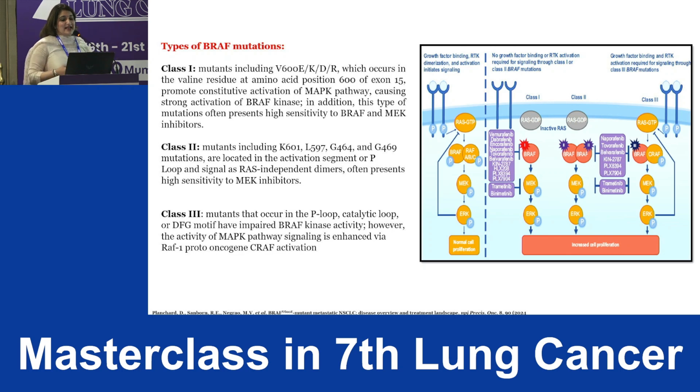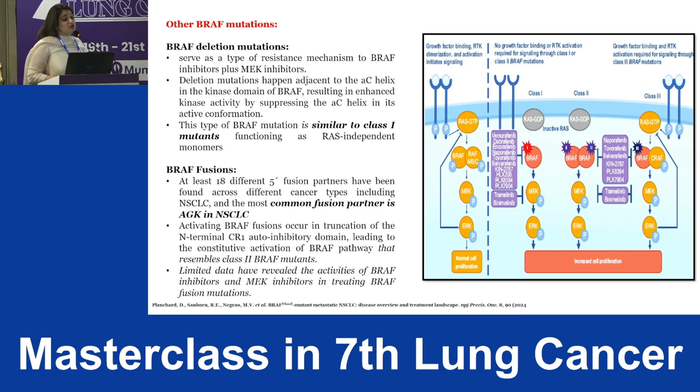And it's not just this. In fact, we do have other BRAF mutations. You've got your BRAF deletion mutations that are known resistance mechanisms to your BRAF inhibitors with your MEK inhibitors. And these have a very similar structure to your class 1 mutations. Then you've got your BRAF fusions. Yes, you do see BRAF fusions. And here it's important to see which is the BRAF fusion partner. There are around 18 fusion partners that are recognized. The AGK fusion partner in the 5' end is one of the most common fusions that we see. And again, these can sometimes be resistance mechanisms.